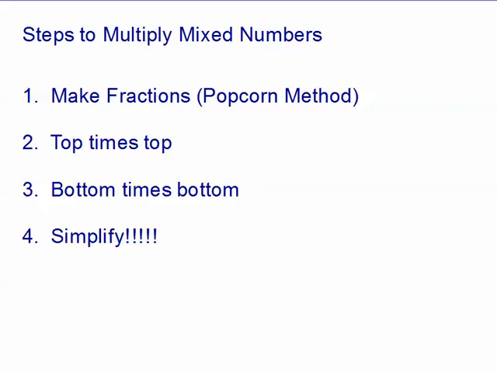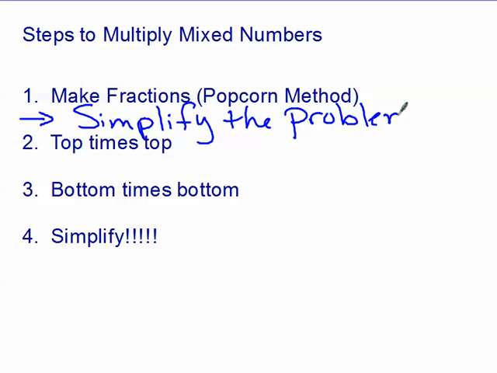So to kind of review what we've been doing with these multiplying mixed numbers, we have 4 basic steps. We make fractions using the popcorn method, unless it's a whole number, and then we put a 1 on the bottom. And then we do top times top, bottom times bottom, and simplify. But in this particular lesson, we actually simplified before we multiplied. So we really added a step right in here that says simplify the problem. Where we're looking to find, do we have numbers on top and numbers on bottom that share common factors? And if you can simplify the problem, it's going to make your answers a lot easier to find. And that's how we multiply mixed numbers.